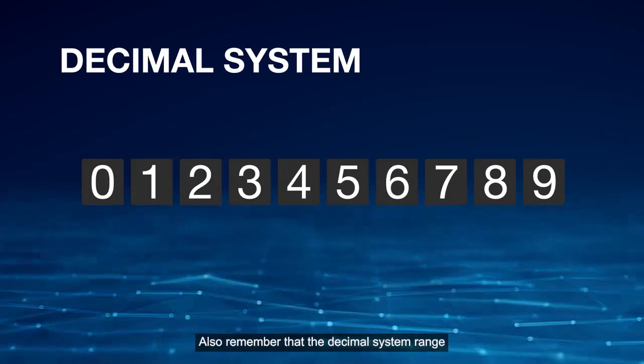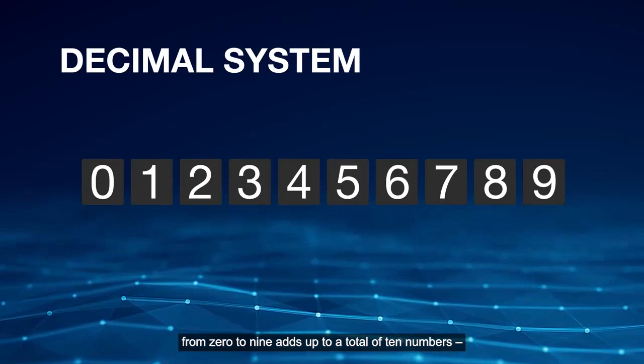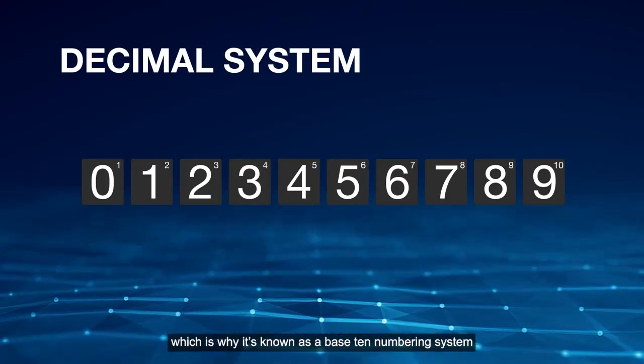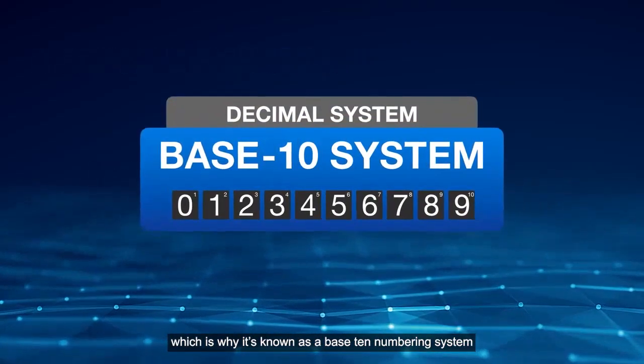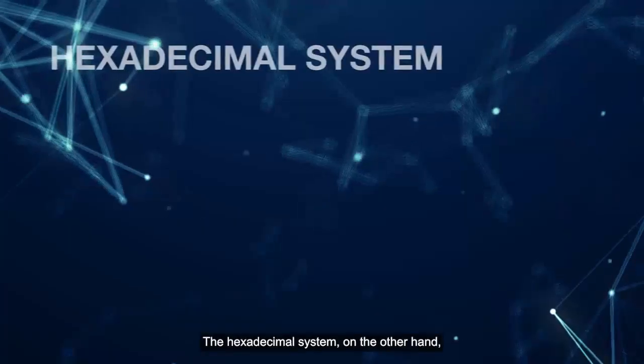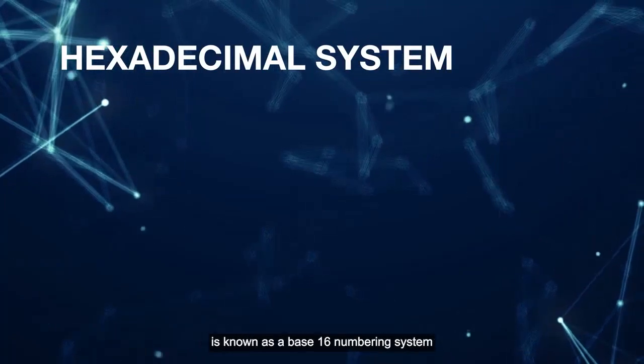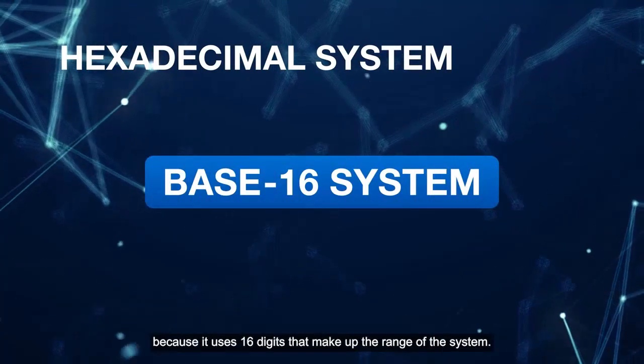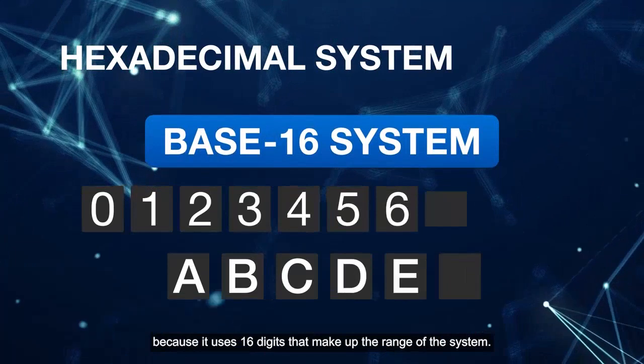Also remember that the decimal system range from 0 to 9 adds up to a total of 10 numbers, which is why it's known as a base 10 numbering system, because it uses 10 digits that make up the range. The hexadecimal system, on the other hand, is known as a base 16 numbering system because it uses 16 digits that make up the range of the system.